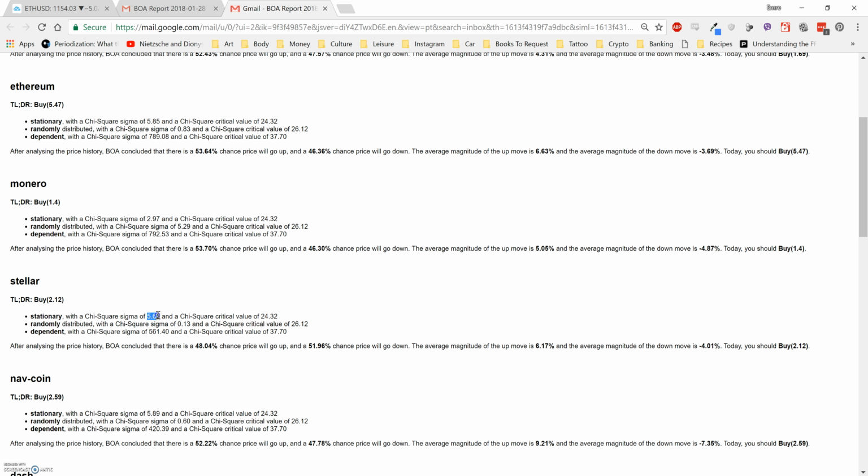So the chi-square sigma is 5.65, and then for Monero it was 2.97. Monero was a bit more consistent, or as expected, as Stellar was in this case. And you can use chi-square for anything. You don't just use it for measuring consistency.